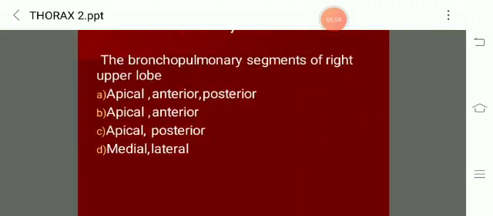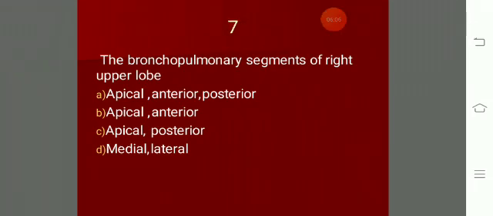So now read the next question. The bronchopulmonary segment of right upper lobe. Very easy question. Answer it. It is A, apical, anterior and posterior.